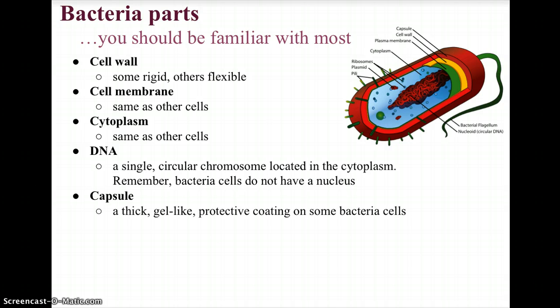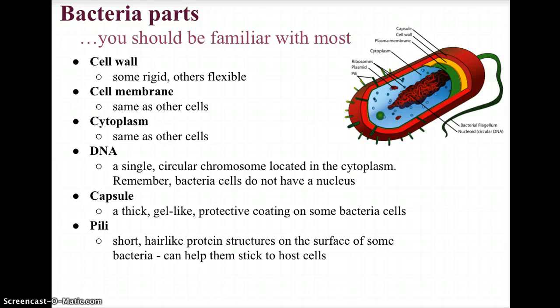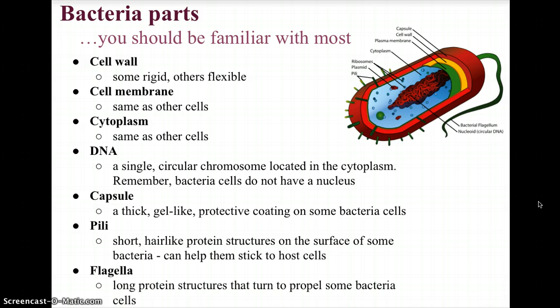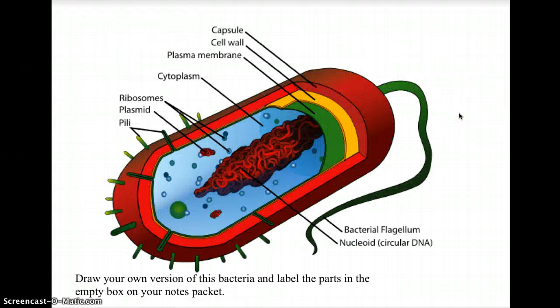And then a capsule, which is only on some bacterial cells. That's the red in this diagram, and that's a thick gel-like protective coating. Pili, which are short hair-like protein structures on the surface of some bacteria, which is the green in here, and that helps them stick to host cells. And then flagella, which, remember, some bacteria can move. We talked about that in the kingdoms chart. And these are long protein structures, so that's the flagella right there that will propel some bacterial cells.